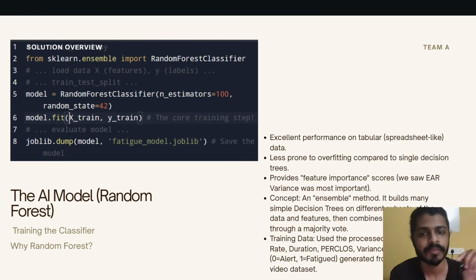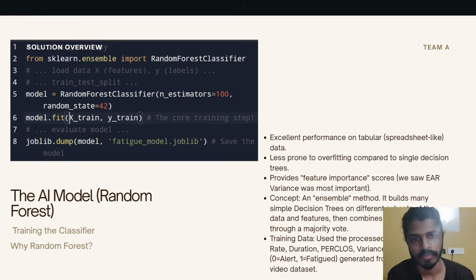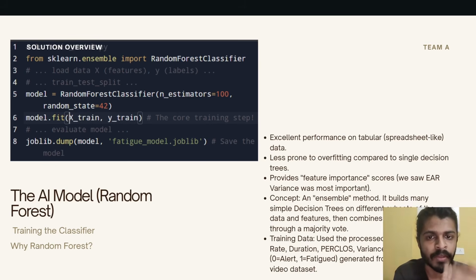After getting all the features extracted, we save them into a CSV file and we start training our model. We have used the random forest method to train our model. It is actually a classifier, right? So we are training the classifier using the random forest method.